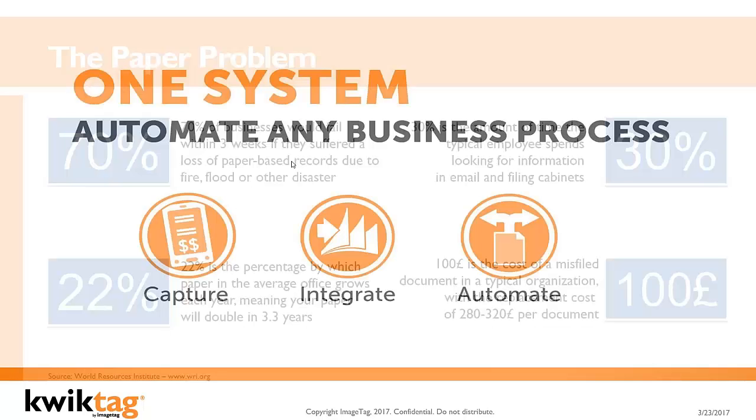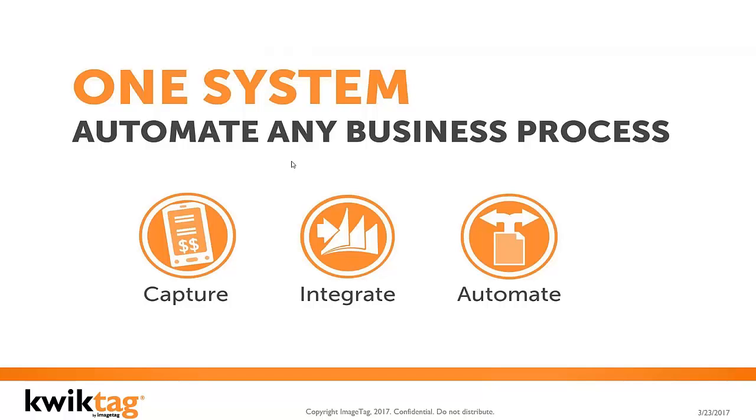So why look at doing anything about that, in terms of systems? What are some of the things that we can do about that? Well, at ImageTag, we have this approach of one system that can make all of that go away. And we do it through 3 simple steps. And those steps are: capture the document. The first thing that we have to do is get rid of the paper, capture the document.